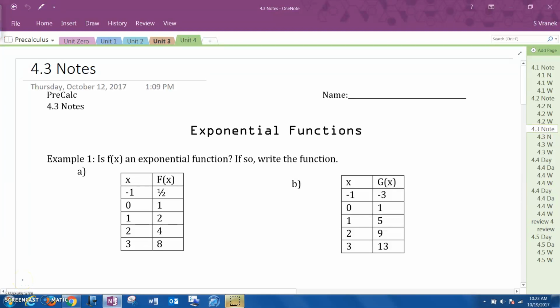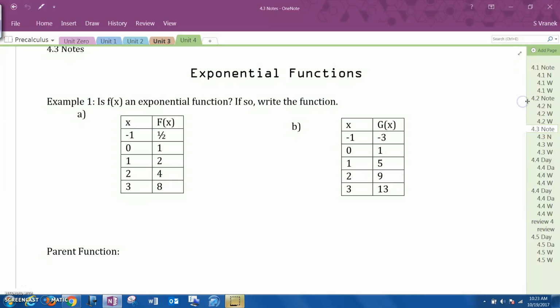Alright, today we're going to talk about exponential functions. So the first question is: is f of x an exponential function based on the chart? If so, write the function. Exponential makes sense in the sense that you're basically raising a number to a power, and every time it's going up by another power. So what you're looking for is if it's being multiplied by the same number each time.